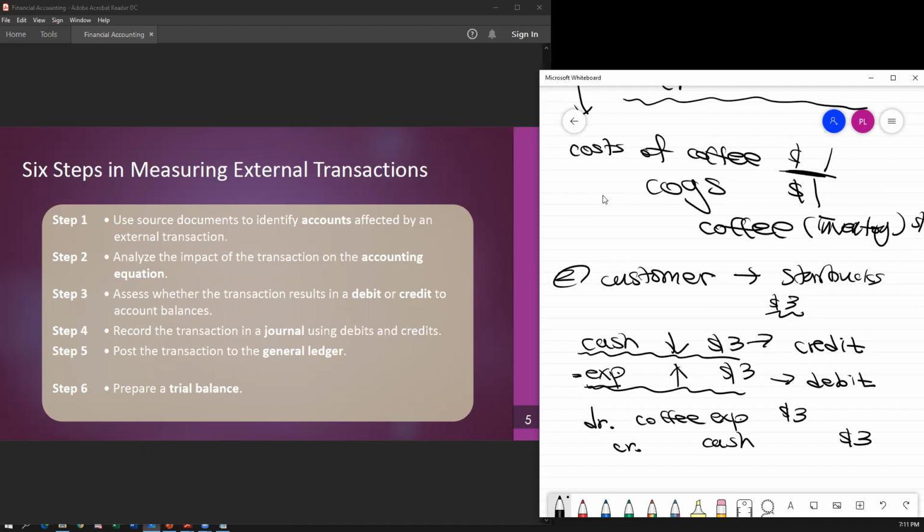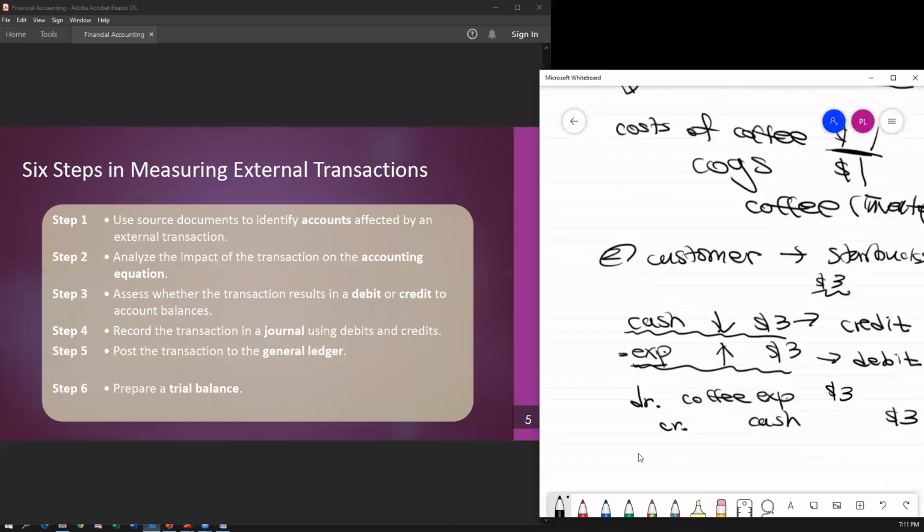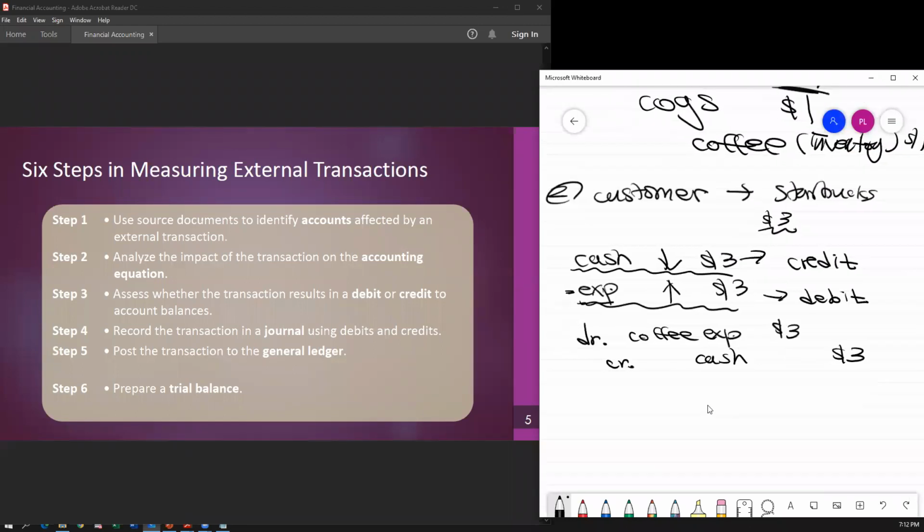For the same transaction, the journal entries will differ based on what perspective you're recording from. If you're Starbucks, you're going to be recording revenues. If you are a customer, you are going to be recording expenses. So this is one example of a journal entry that you're going to be learning throughout the semester. Any questions before we move on? Okay, I think we're good.